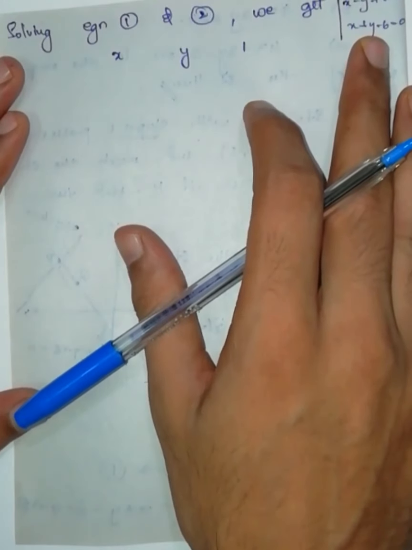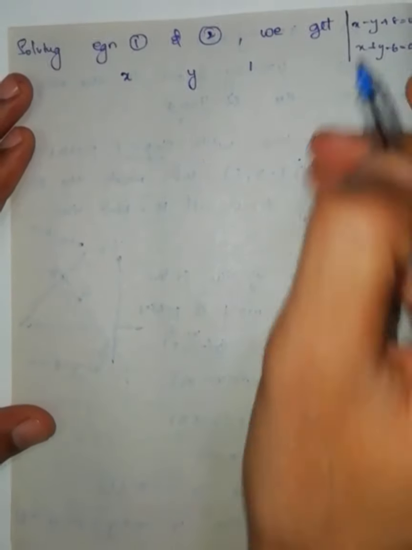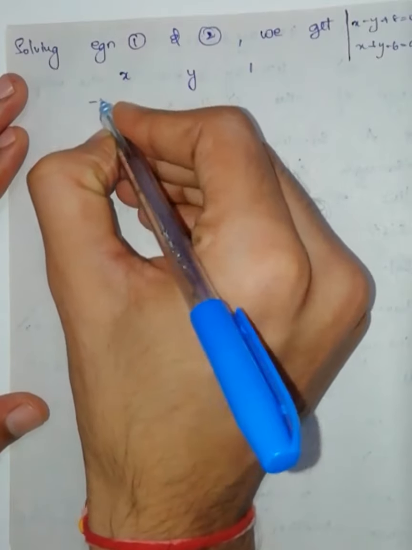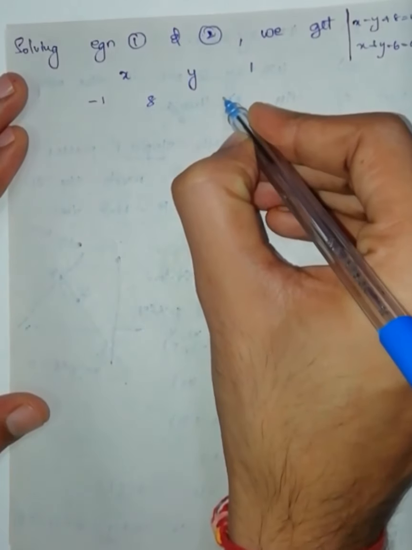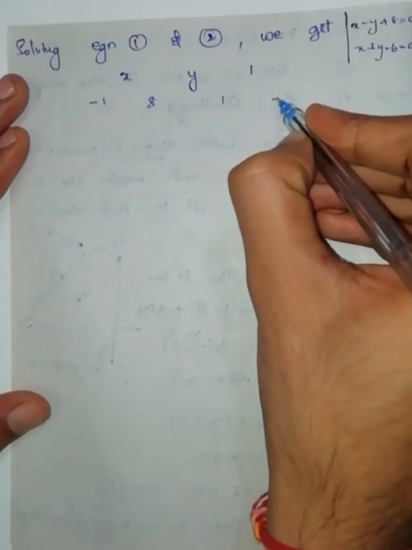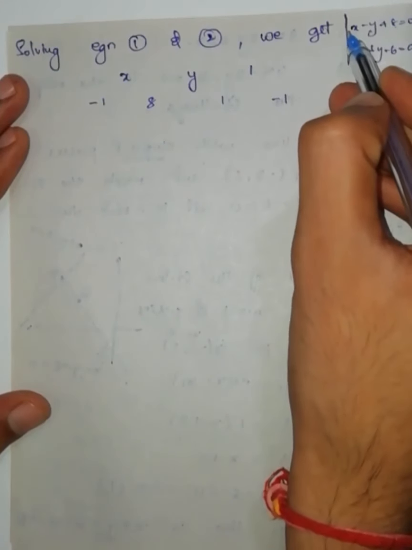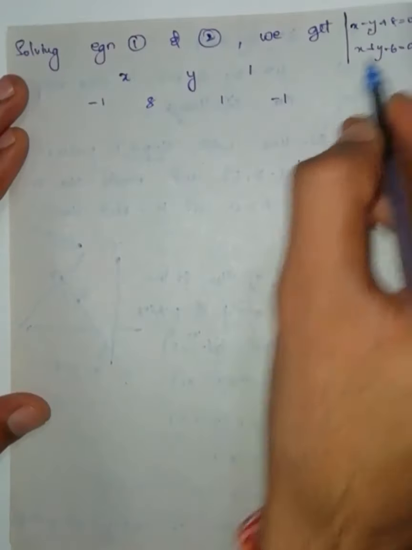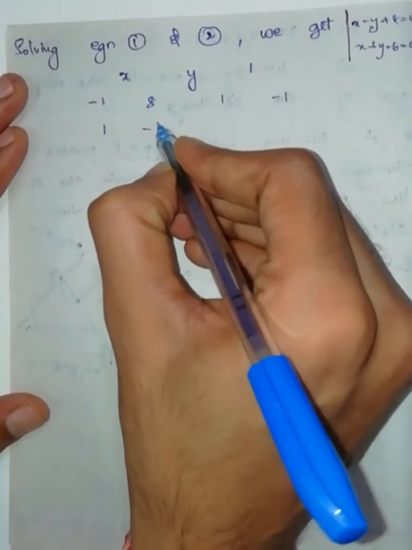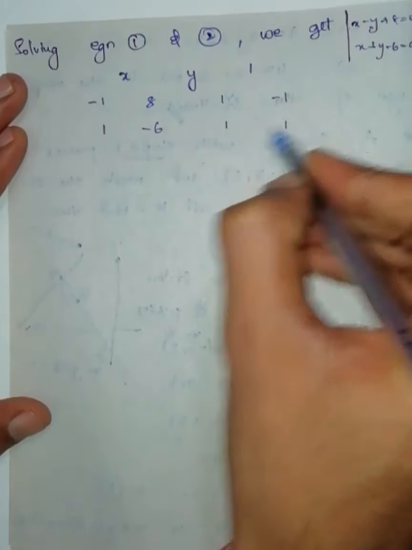Now first I am writing equation number 1 terms. First coefficient of y, then constant, then coefficient of x, then again coefficient of y. That is first this one, then next this one. Same thing with this one. 1, minus 6, 1, 1.